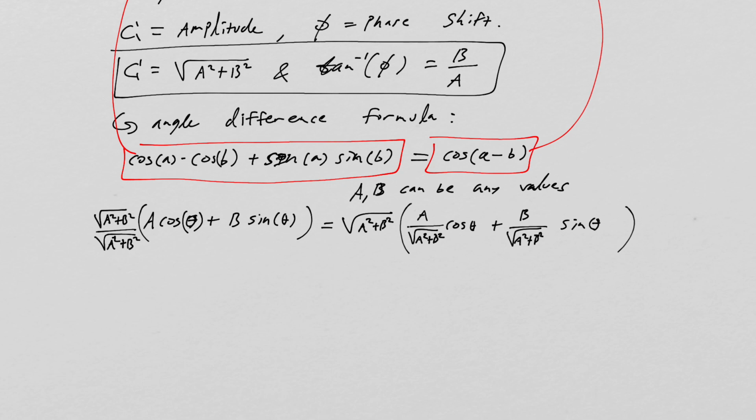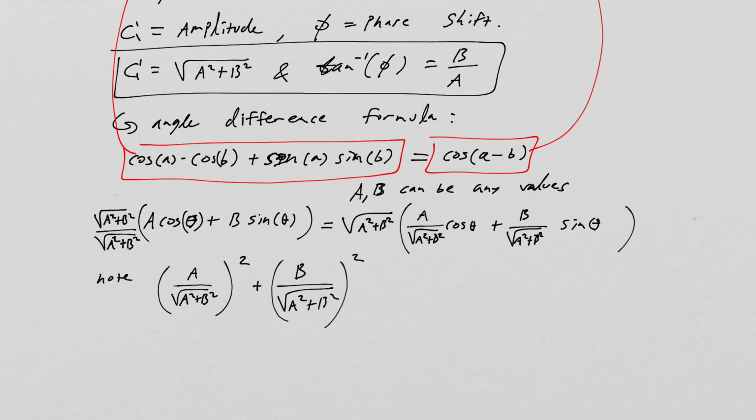The next thing to note here is that a over the square root of a squared plus b squared, if I square it, and I do the same thing to the other term and add these two together, then I get a squared plus b squared all over a squared plus b squared, which is equal to 1. So this is the Pythagorean identity.